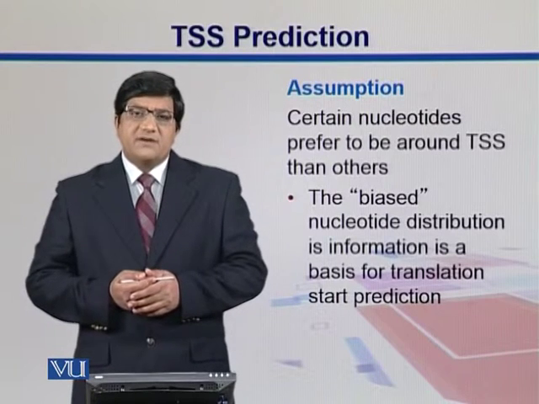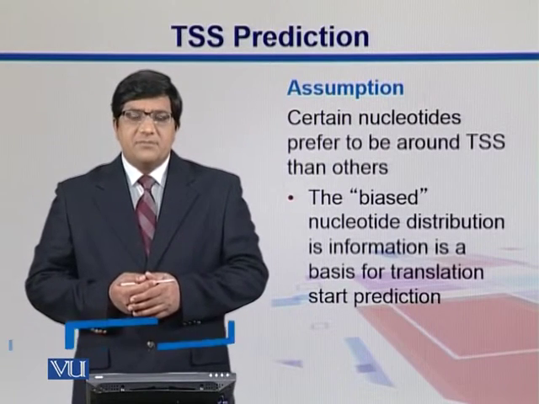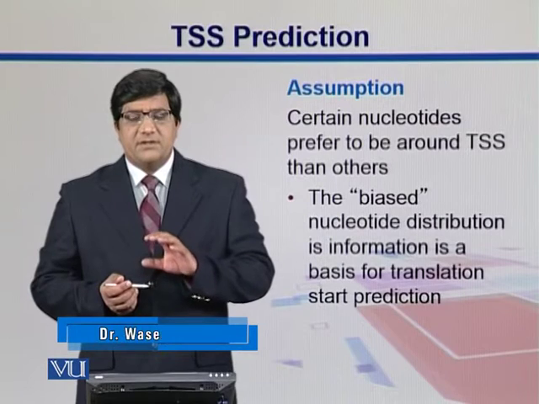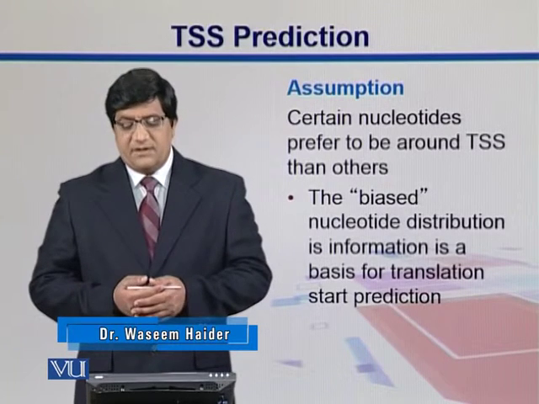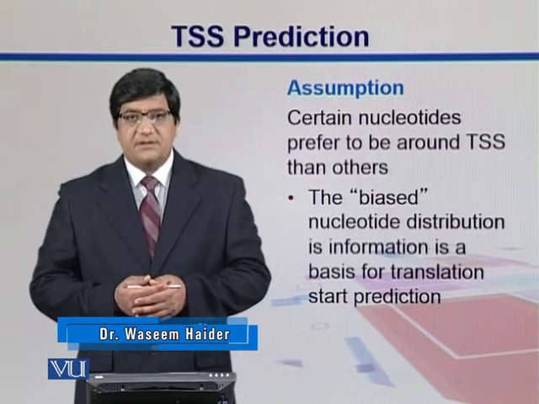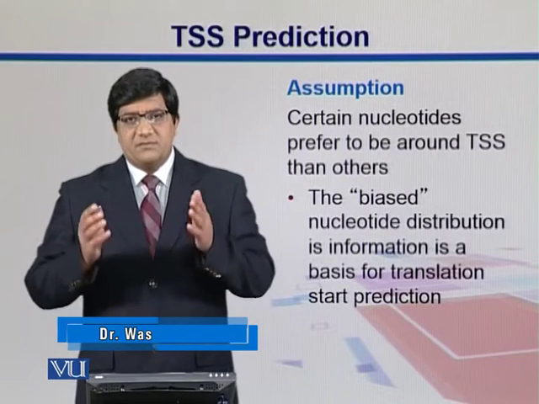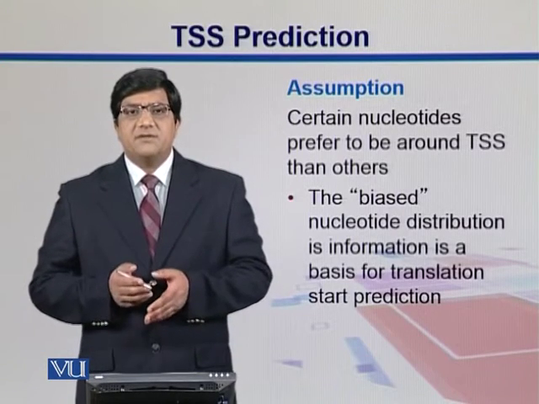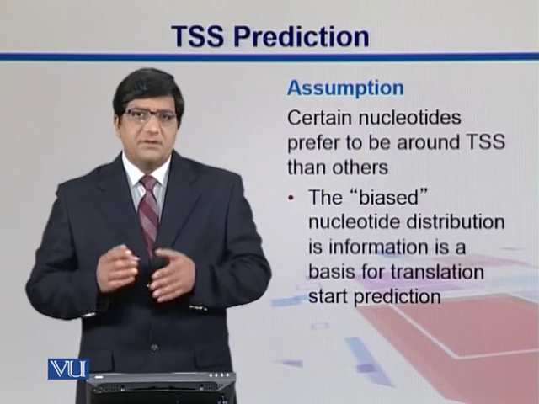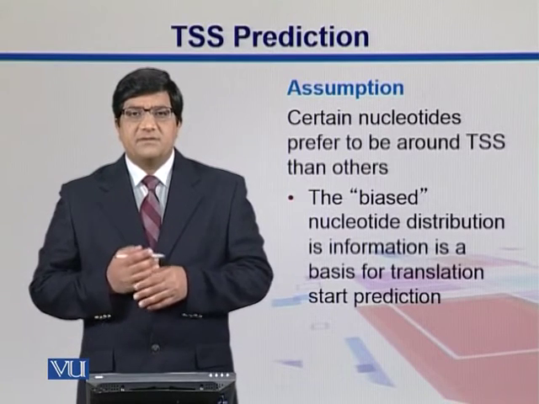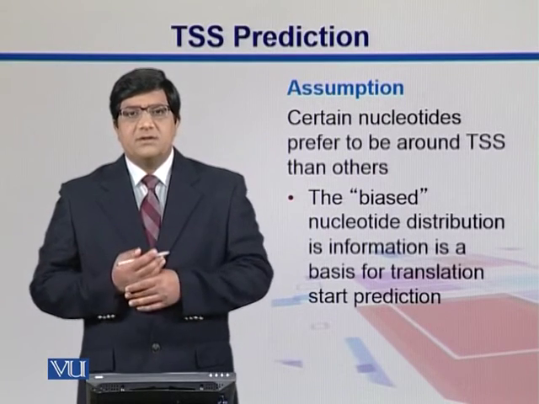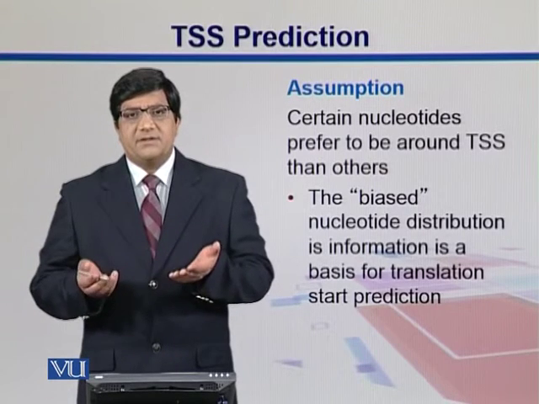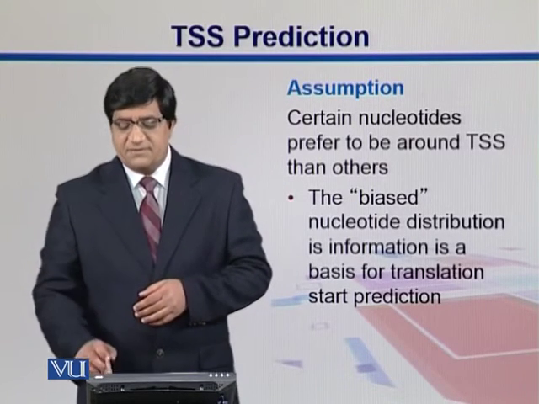So we assume that certain nucleotides prefer to be near, or be the neighbors of, those TSS, and these biased distributions can be informative. While looking into the frequency of those particular nucleotides around TSS, it can help us support the idea that those TSS are the real ones.